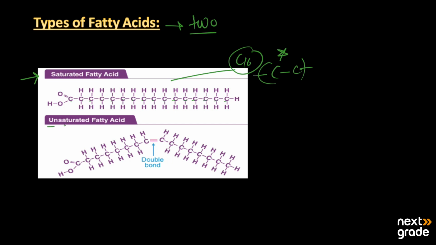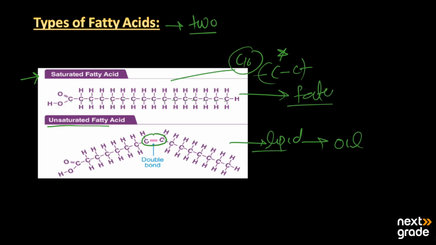On the other hand, we have unsaturated fatty acids. Here two carbon atoms have a double bond between them and make up the lipid, and that lipid is known as the oil, and the saturated fatty acids make up the lipids that are known as the fats. So these are the two simple types of fatty acids.